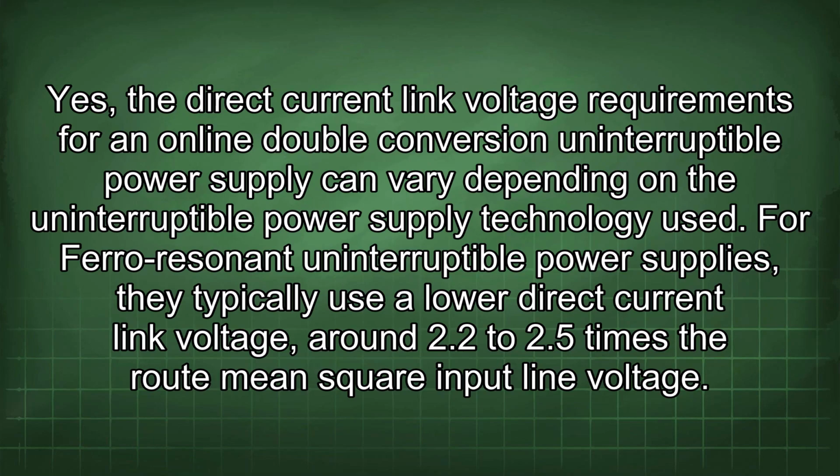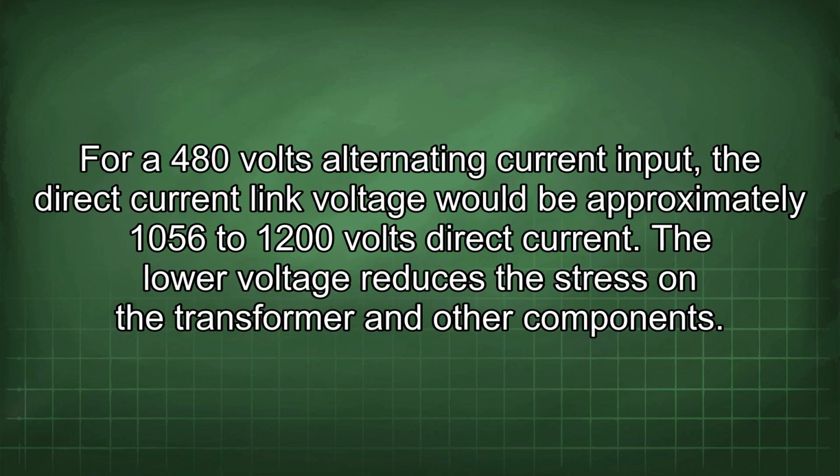Yes, the direct current link voltage requirements for an online double conversion uninterruptible power supply can vary depending on the uninterruptible power supply technology used. For ferro-resonant uninterruptible power supplies, they typically use a lower direct current link voltage, around 2.2 to 2.5 times the root mean square input line voltage. For 480 volts alternating current input, the direct current link voltage would be approximately 1056 to 1200 volts direct current. The lower voltage reduces the stress on the transformer and other components.